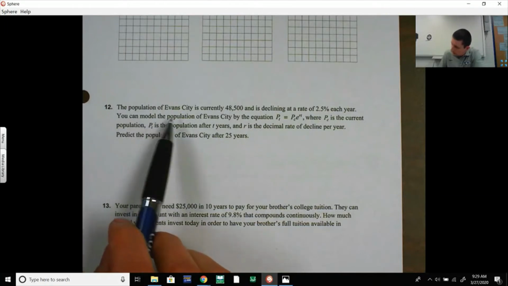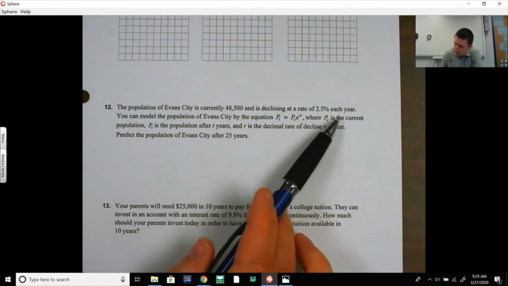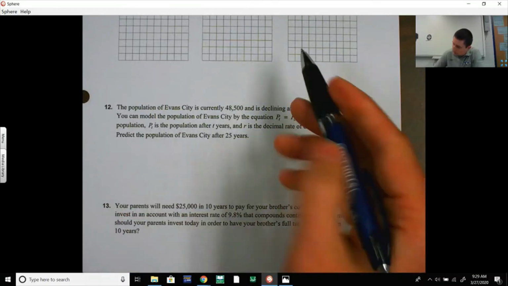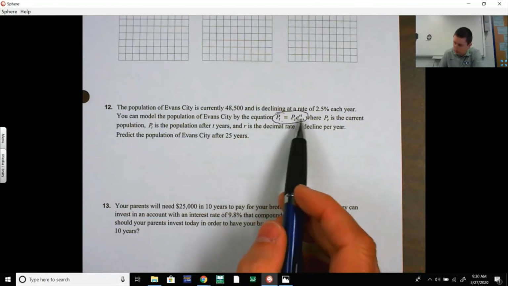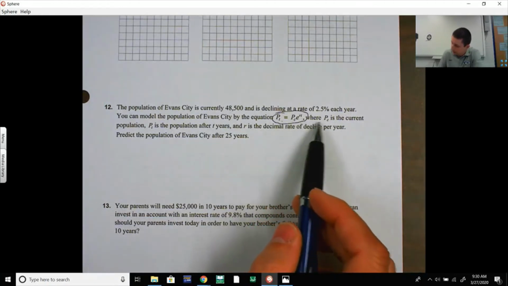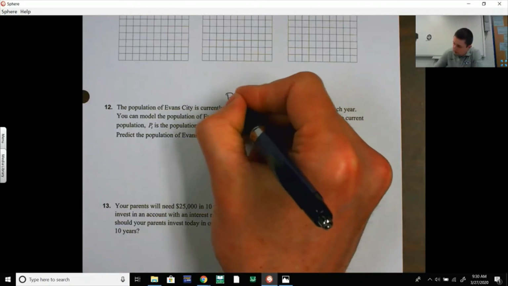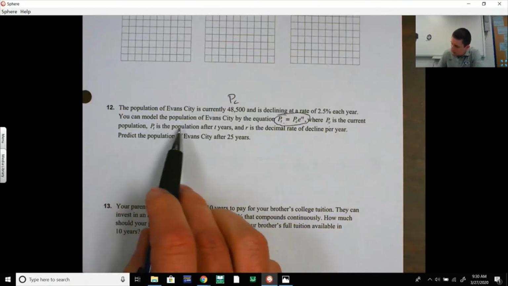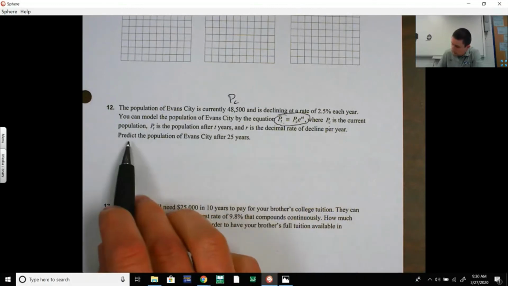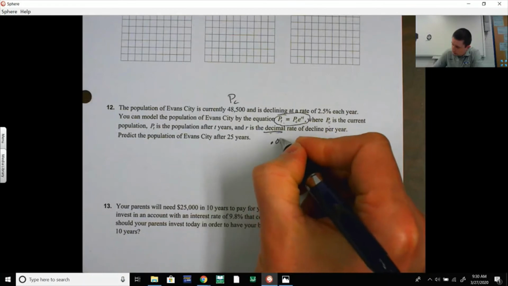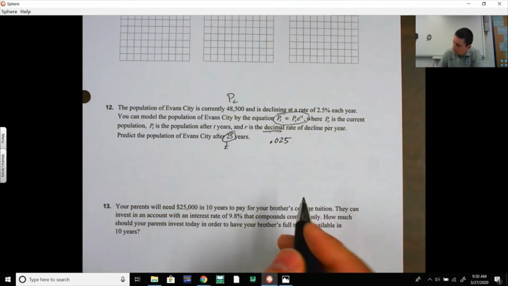Population of Evans City is currently 48,500, declining at a rate of 2.5% each year. This is your formula. Looks very similar to the continuous growth formula. They just put different variables in there a little bit. PC is the current population, so that would be this. PT is the population after T years, and R is the decimal rate. So decimal, that'd be 0.025. Predict the population in 25 years, so there's your T.